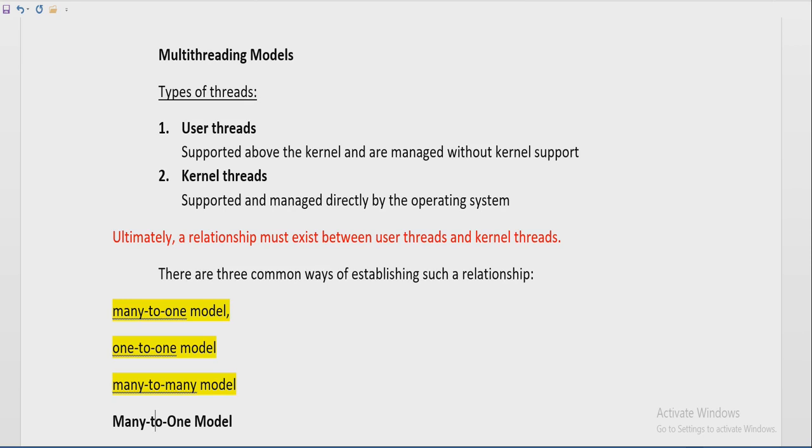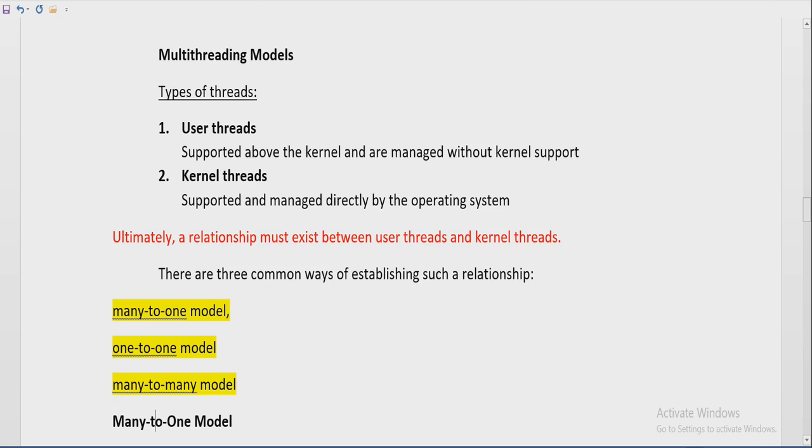And we know the user may interact with the operating system. Here there are two kinds of threads, user and kernel threads. In order to function together, these user and kernel threads must have a relationship. The type of relationship that exists between the user and kernel thread is called multi-threading models.